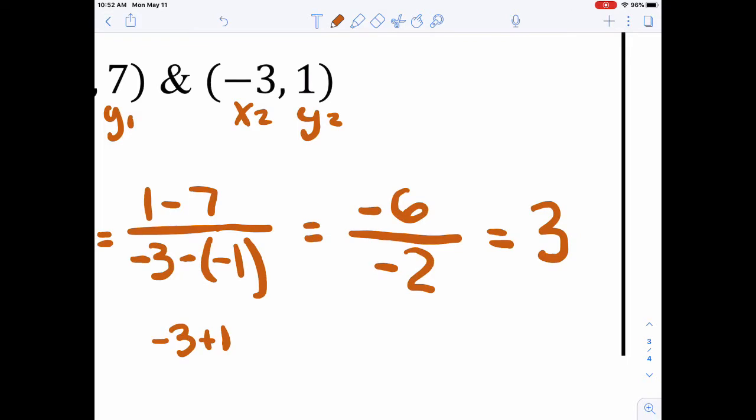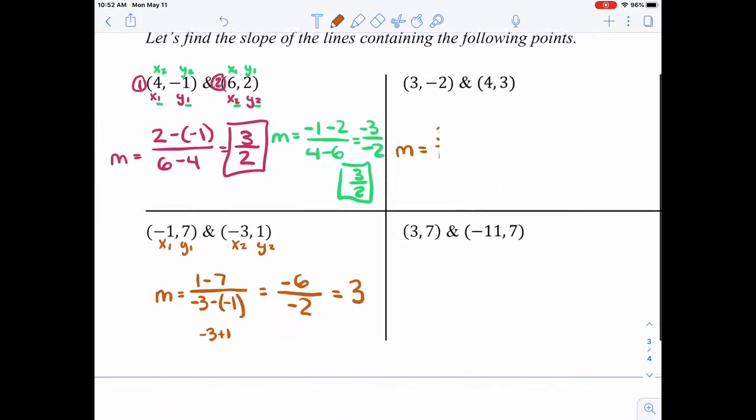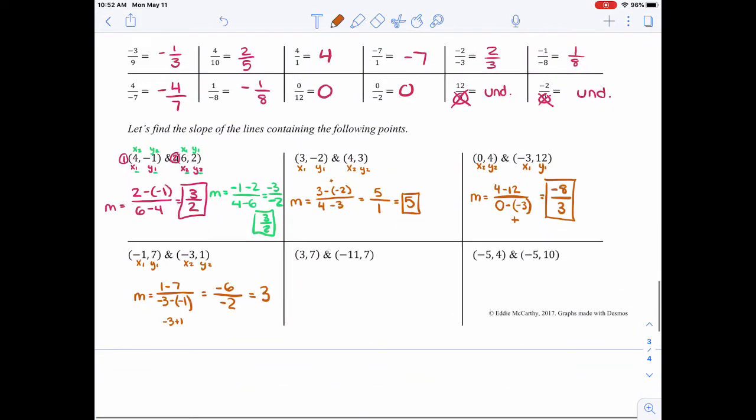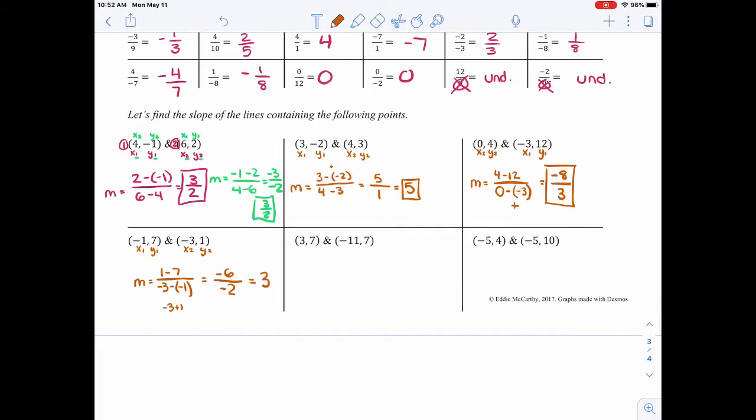So you guys go ahead and finish the rest of these problems here, check your key, and then you're going to go ahead and finish up the homework on the very last page of your notes too, okay? Let me know if you have any questions.